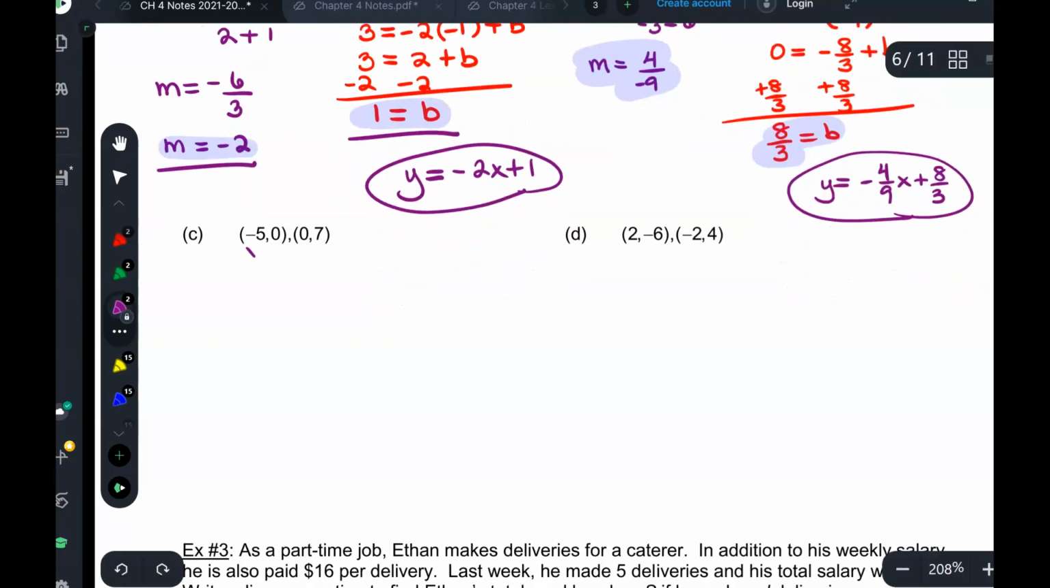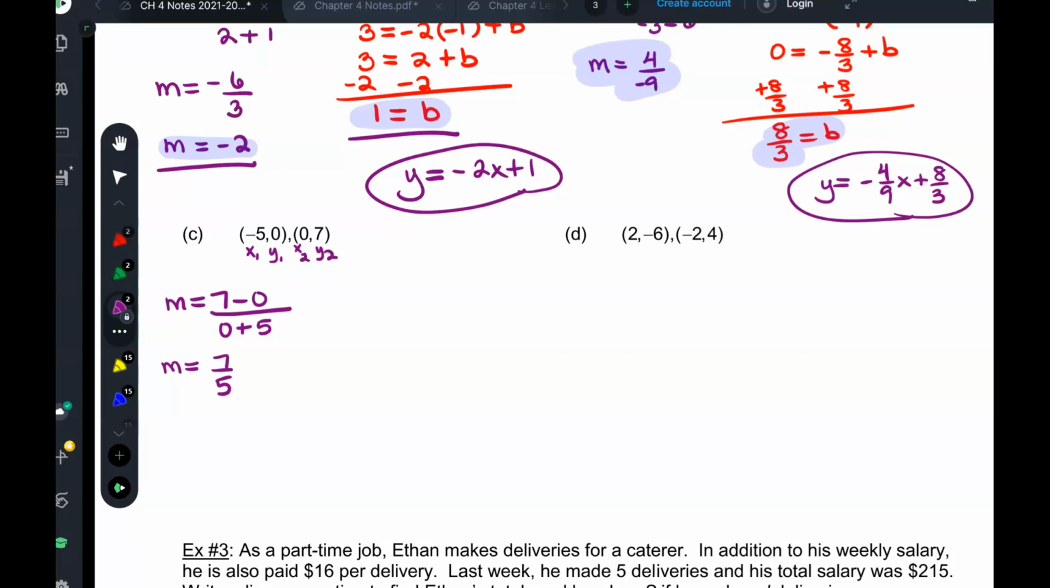Okay, same here. Let's see, x1 and y1, x2 and y2. Again, if you want to pause it, maybe try the next two on your own and you can come back and see if you get the right answers. So m equals 7 minus 0 over 0 minus -5, so that's going to make that 0 plus 5. So I get 7/5.